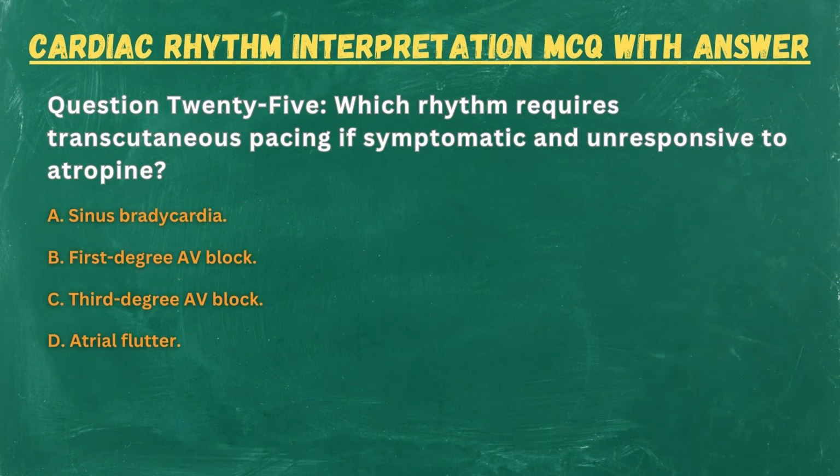Question 25. Which rhythm requires transcutaneous pacing if symptomatic and unresponsive to atropine? A. Sinus bradycardia. B. First-degree AV block. C. Third-degree AV block. D. Atrial flutter. Answer: C. Third-degree AV block.